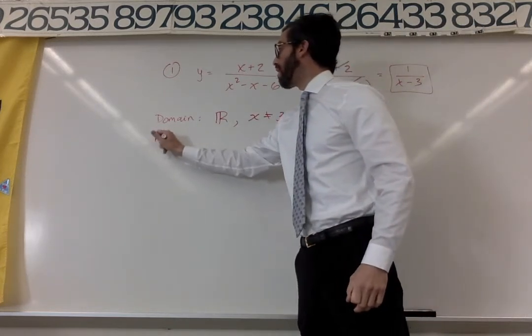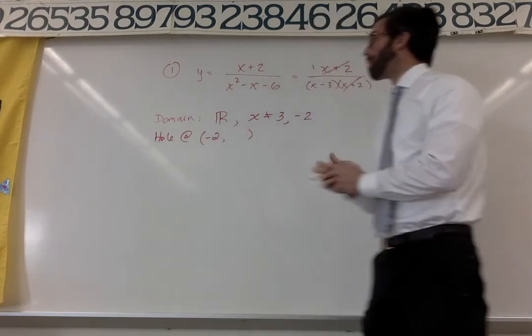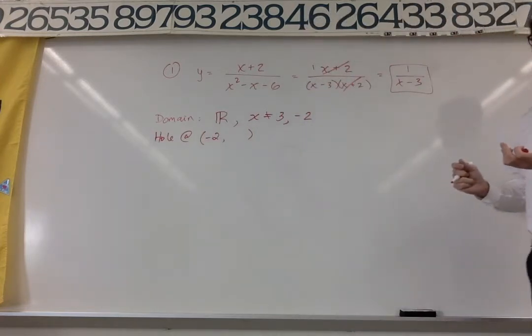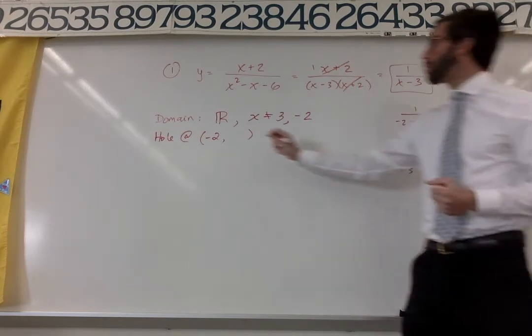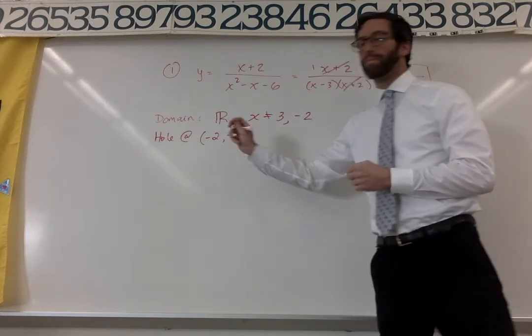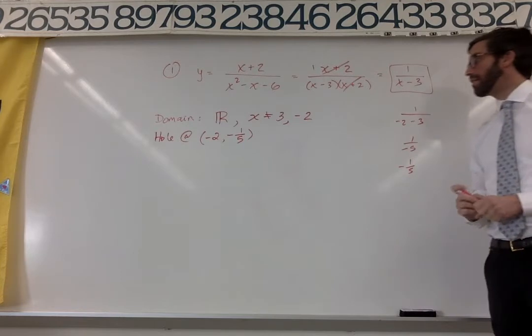So we're going to have a hole in the graph, which we write as an ordered pair, where x is negative 2. And you find the y value of the hole using the simplified function. So if you plug in negative 2, you get 1 over negative 2 minus 3, which is 1 over negative 5, which is negative 1/5. So y is negative 1/5. That's how we find the y value of the hole.